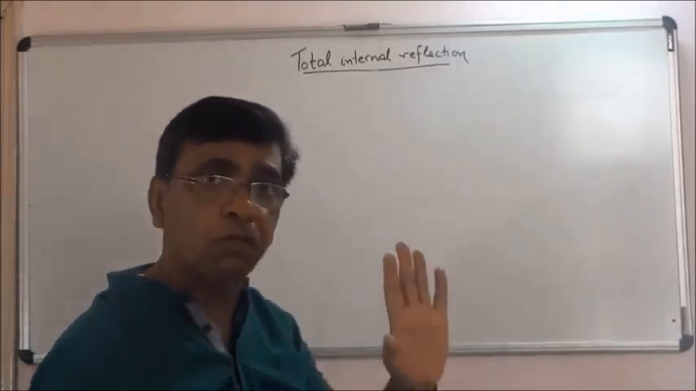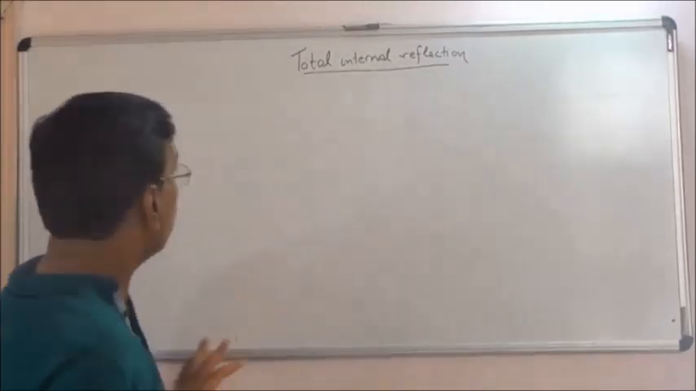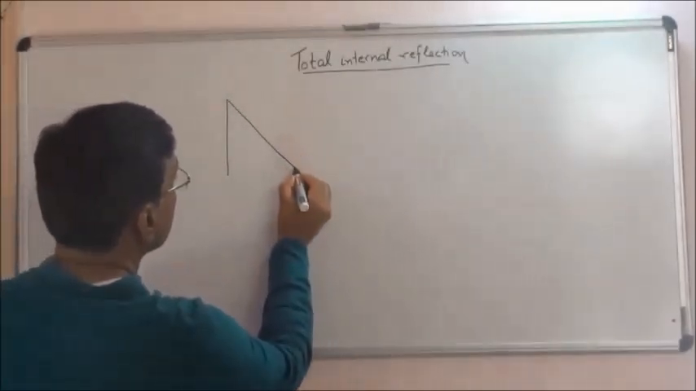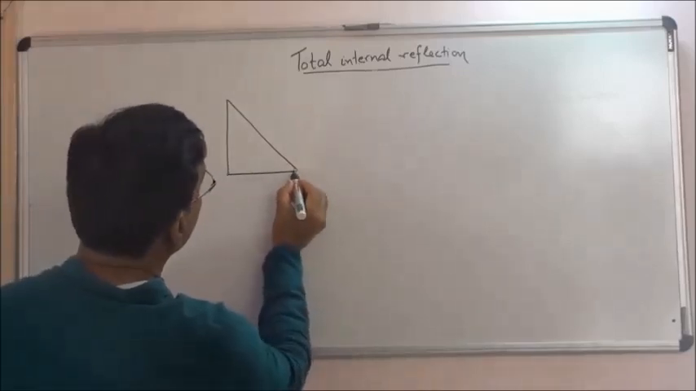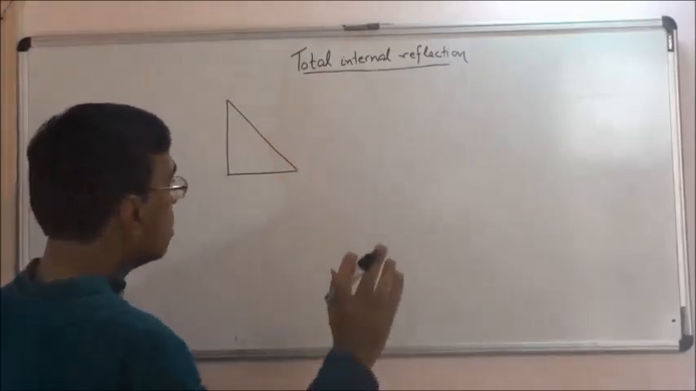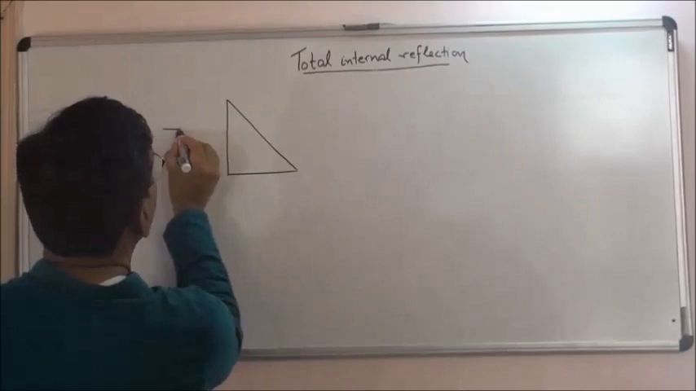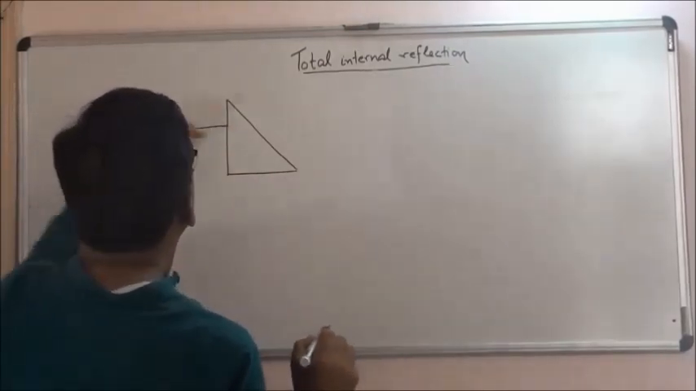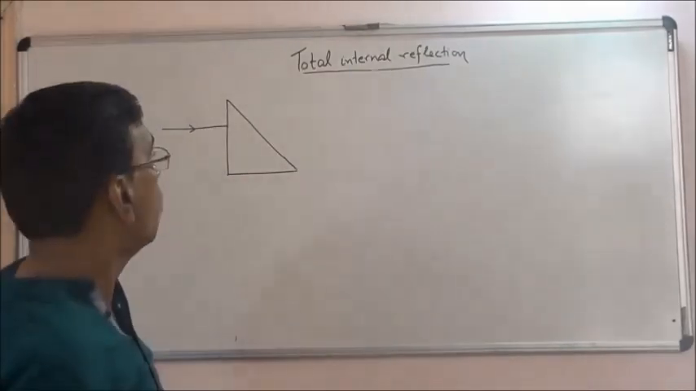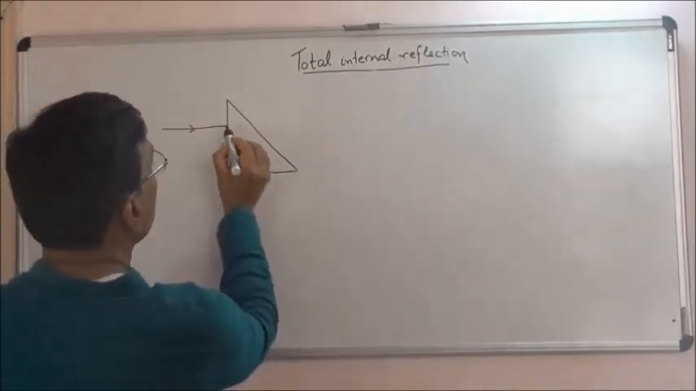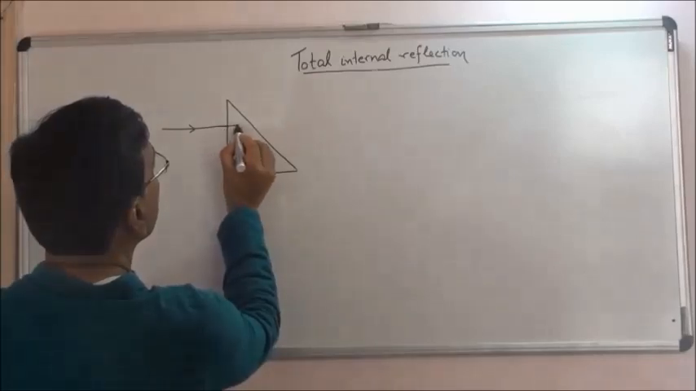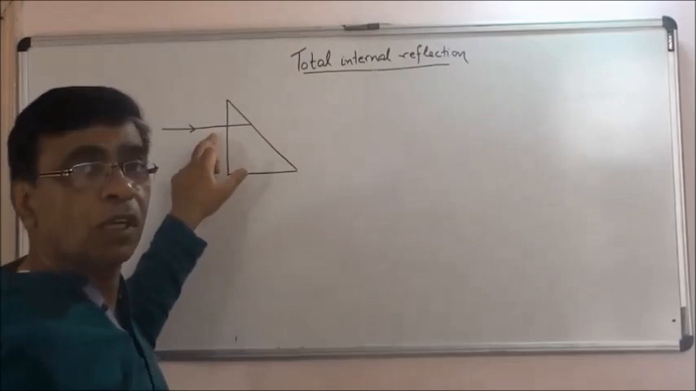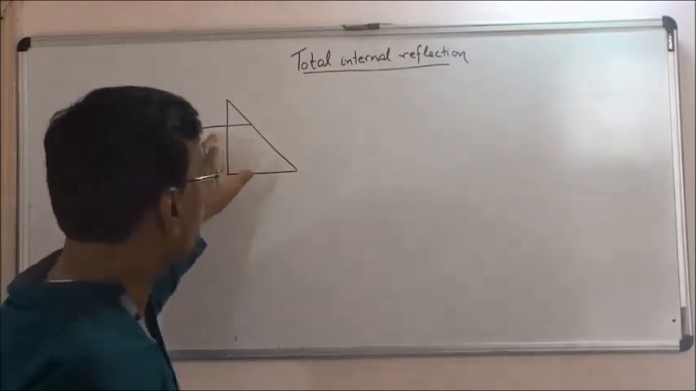We shall discuss 3 or 4 applications of total internal reflection. The first one, let me take a prism, maybe of glass. Light ray falling on this particular surface. Now here the angle of incidence is 0, it will go straight. Angle of incidence 0, so angle of refraction is also 0, going straight.